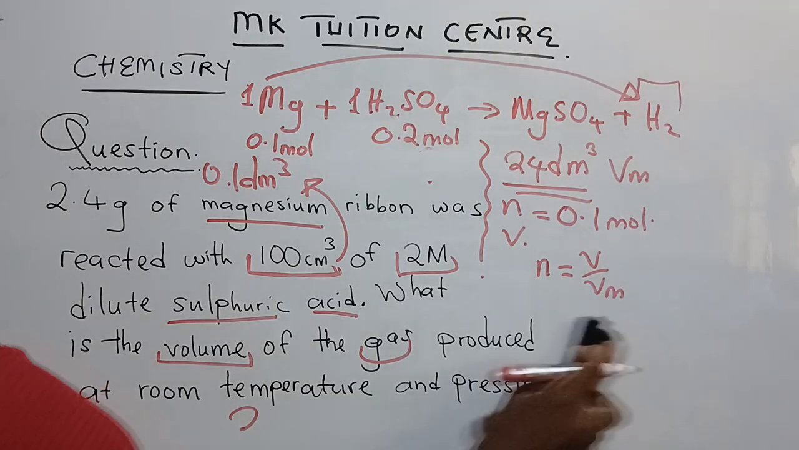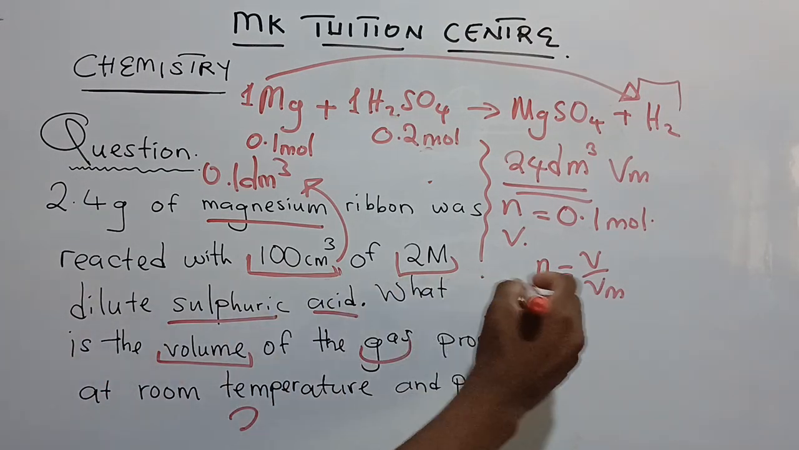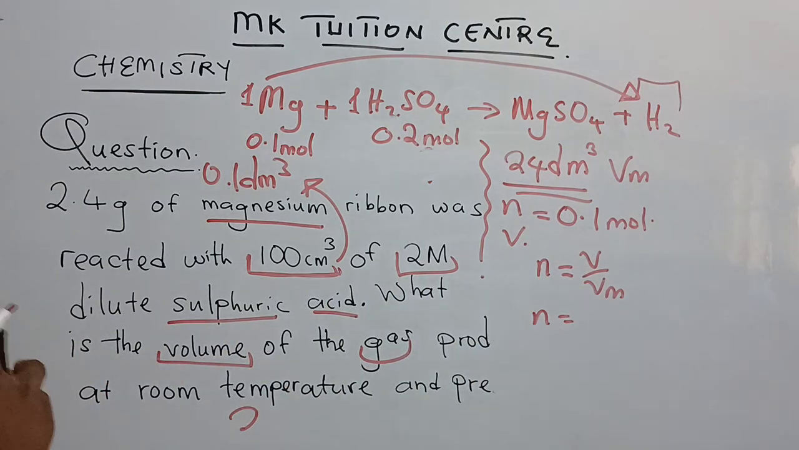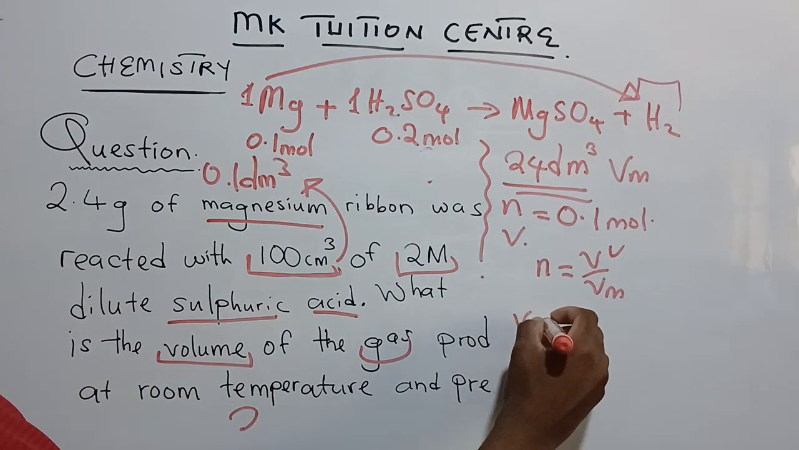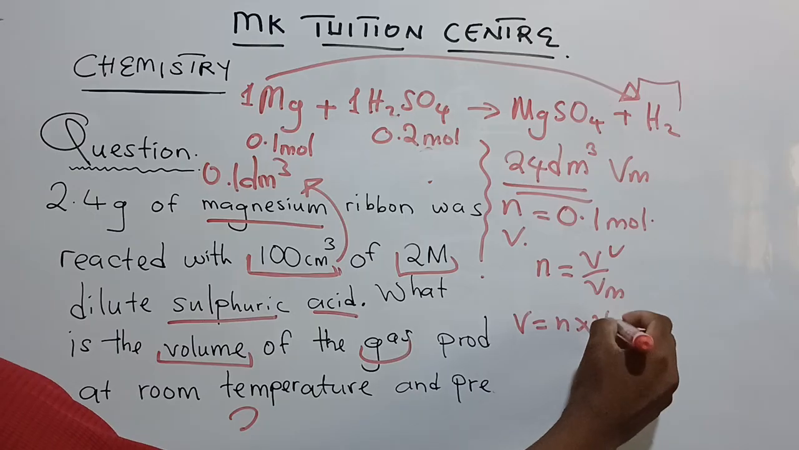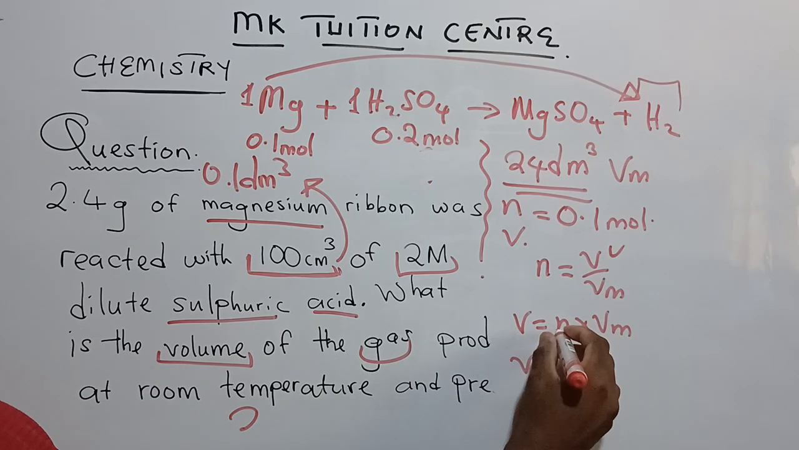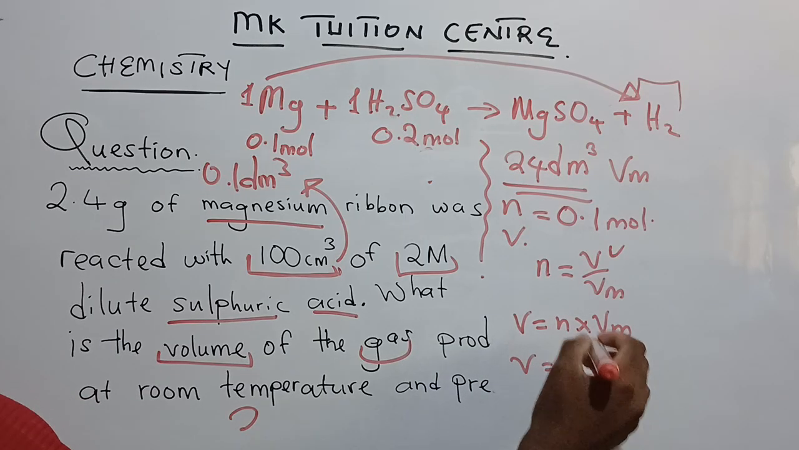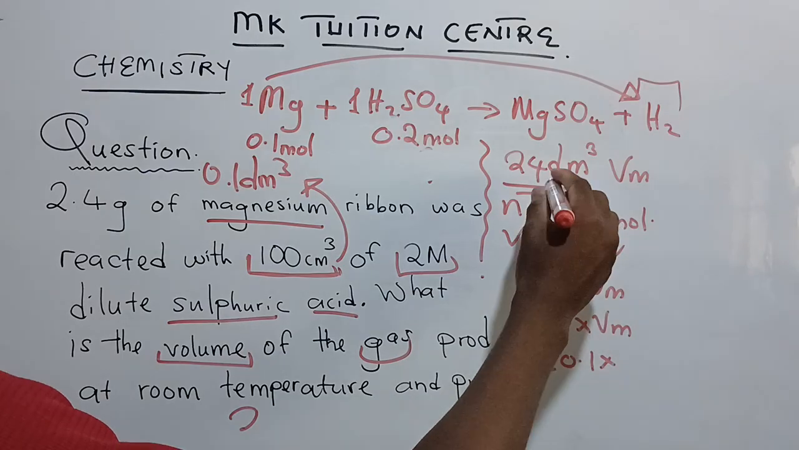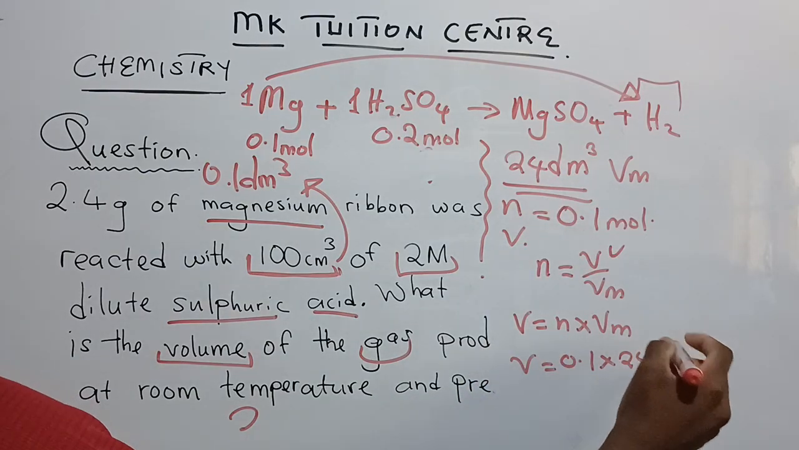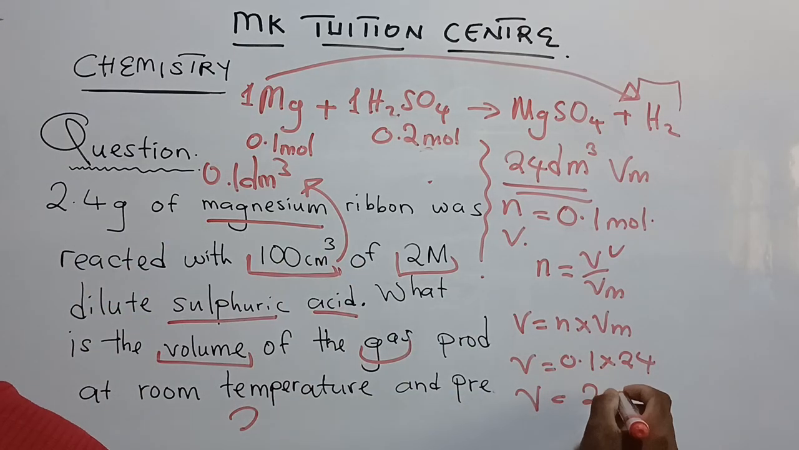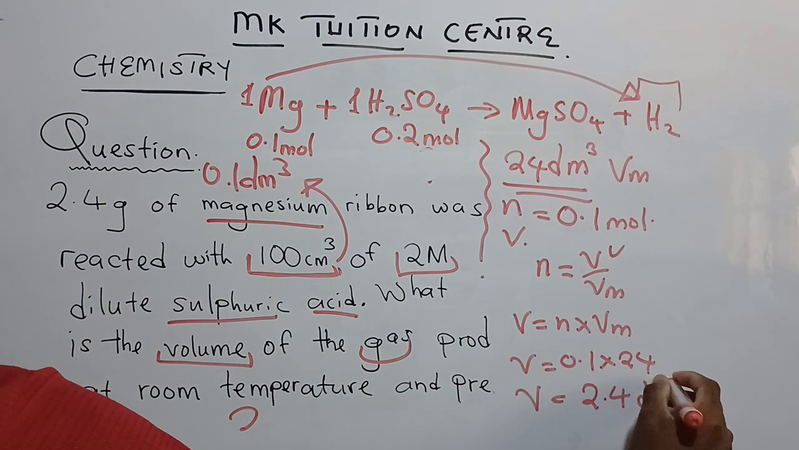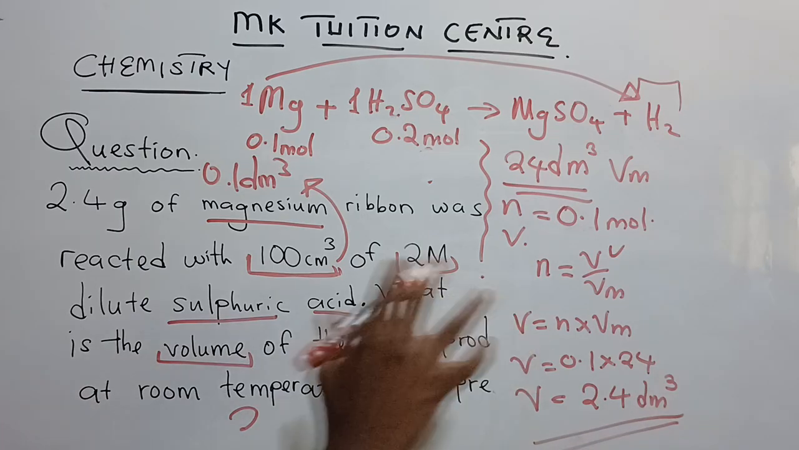But we are looking for this V, so it will be V equals n times Vm. So V will be equal to n, which is 0.1, times Vm, which is 24. Okay, and then you're going to have your volume as 2.4 cubic decimeters.